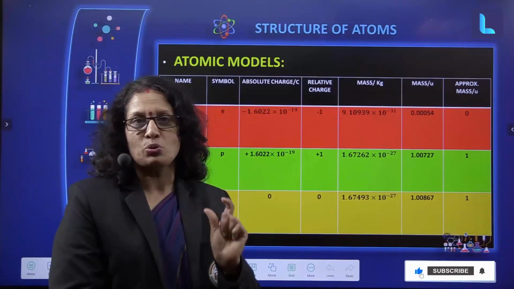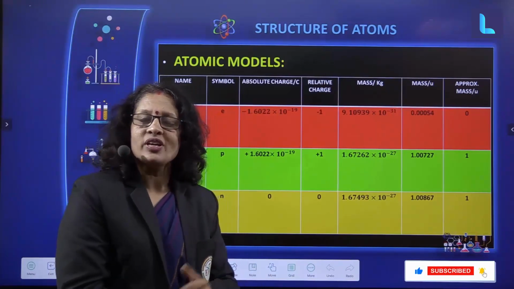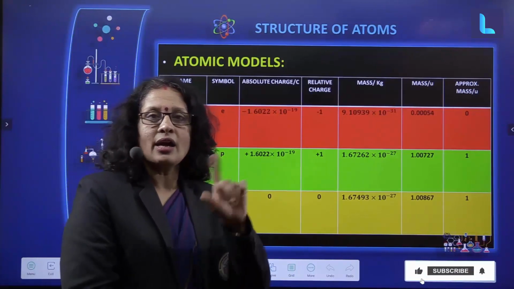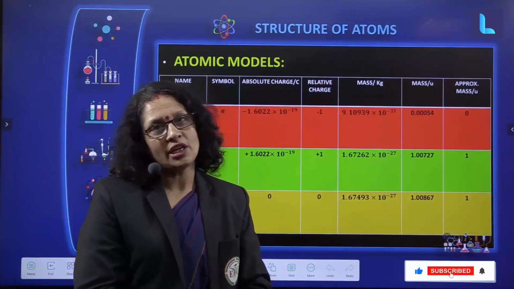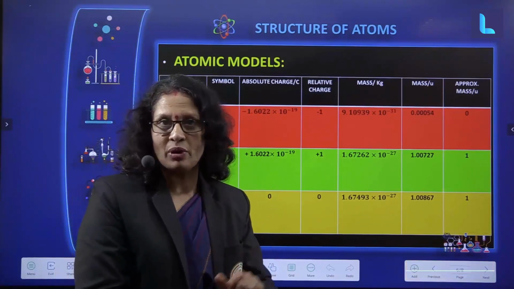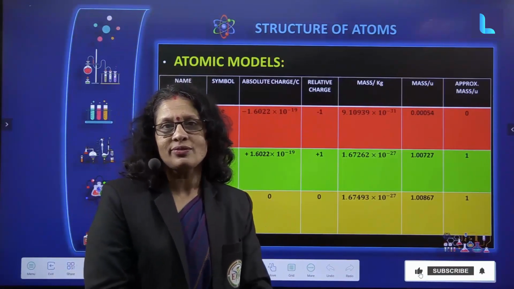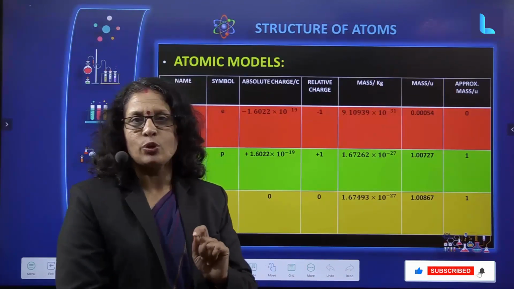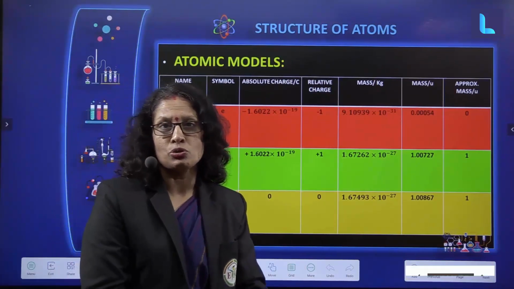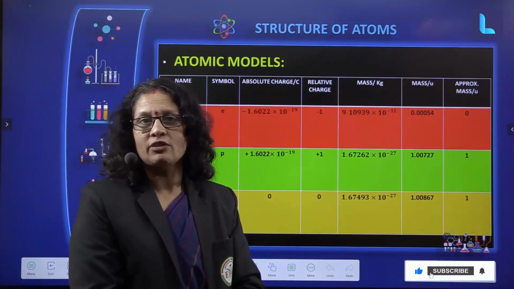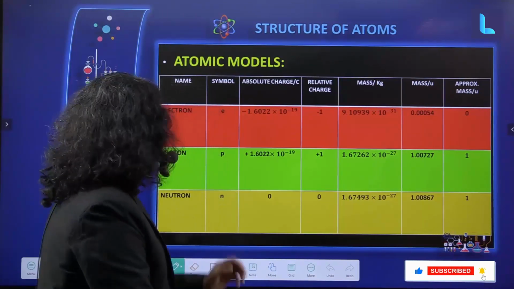When an atom is designed, it is made up of these three particles. The nucleus will have positively charged protons and neutral neutrons, and around the nucleus there will be negatively charged particles which are moving. The proton and neutron don't move, the nucleus is present in the center. The mobile particles, which are very light in mass and negatively charged, are electrons. Now let's see here.